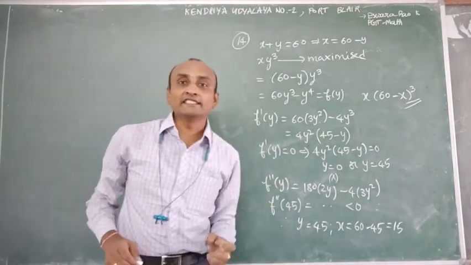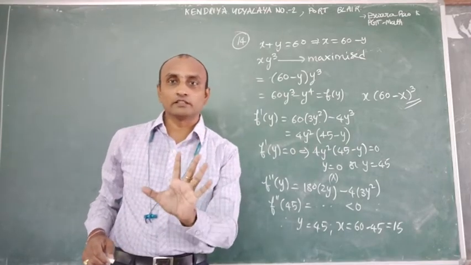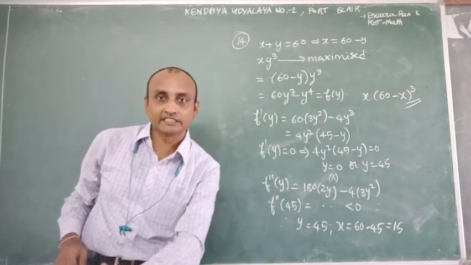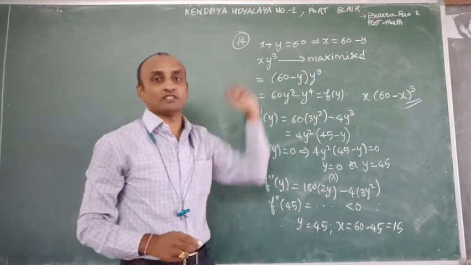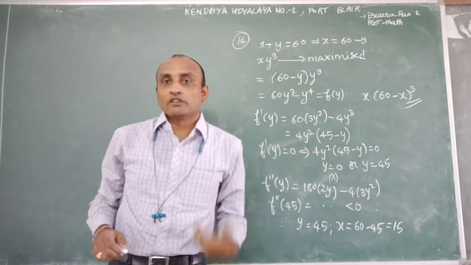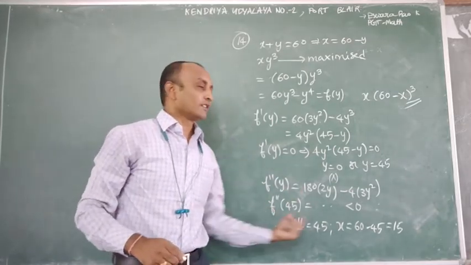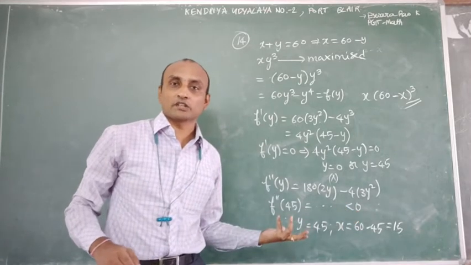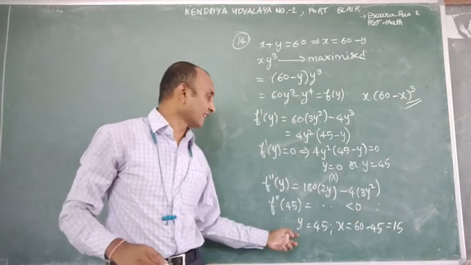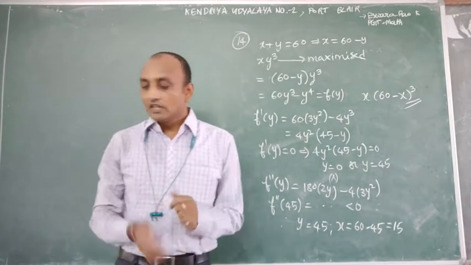We maximized x y cube. So we express x y cube, which has two variables x and y, in terms of one variable, by using the given condition x plus y is equal to 60. After that we differentiate it, equate it to 0, find out the required y value, and then do the double derivative test. It is less than 0, it will come there. So x y cube will be maximum when y is equal to 45, x is equal to 15. Done. Right, there is another question.